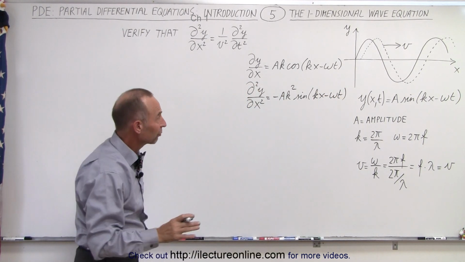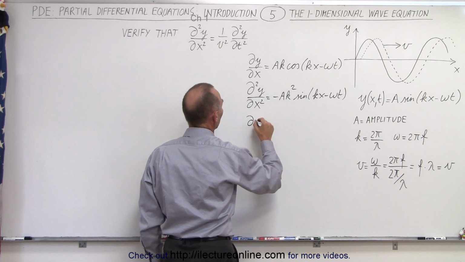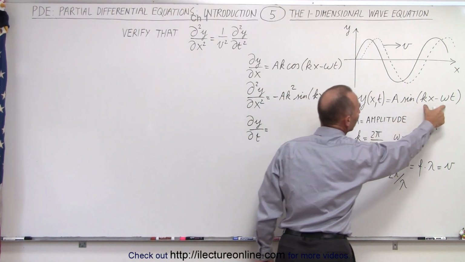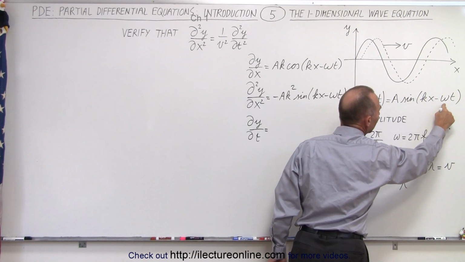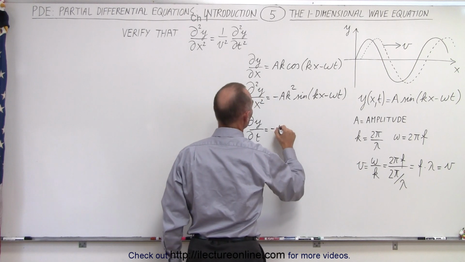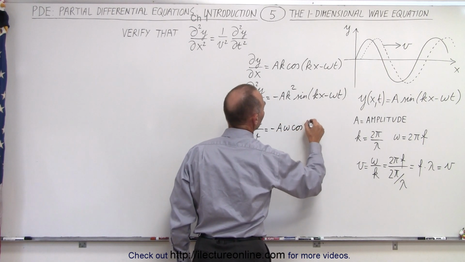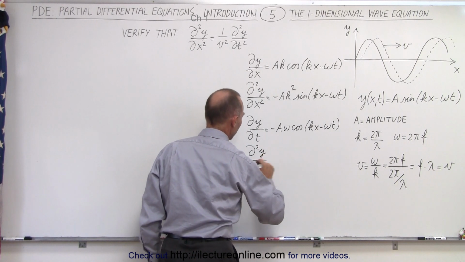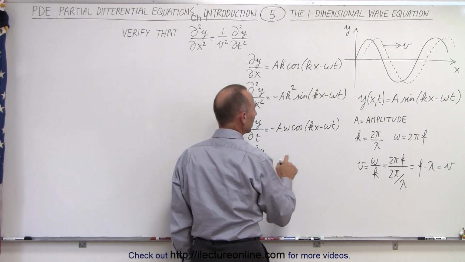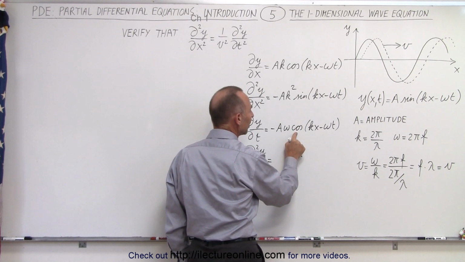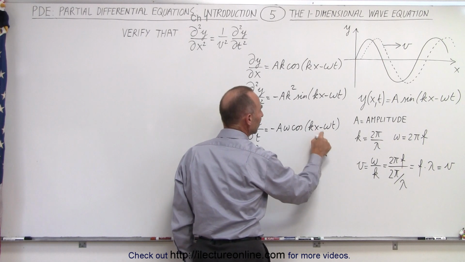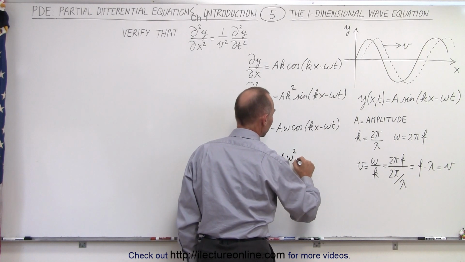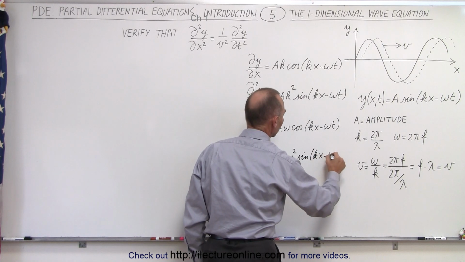Now we're going to take the derivative of the function with respect to time. The partial derivative of y with respect to t is A times the cosine of this, and the derivative of the angle gives us a minus omega because it's with respect to t. So that gives us minus A omega times the cosine of kx minus omega t. Then the second partial derivative with respect to time: the derivative of cosine gives us a negative sign, and the derivative of the angle gives a negative omega, so negative times negative is positive. We still have a negative, so it gives us negative A omega squared times the sine of kx minus omega t.